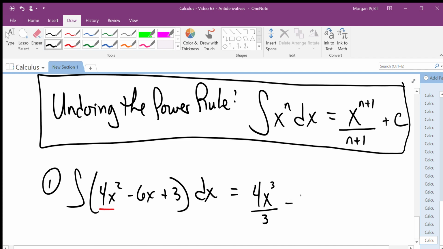And then it's minus 6. This exponent is 1 for the minus 6x the first. So I'm going to add 1 to that. Now it's 6x squared, and I'm going to divide by my new exponent 2.